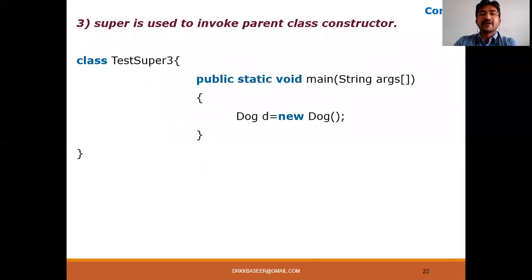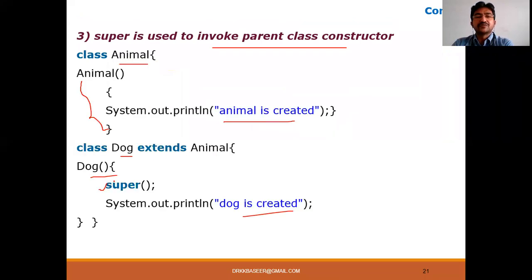Now I'm calling the main method with the help of the TestSuper3 class. I'm creating an object d here. Once you create the object d here, it automatically calls the constructor, right? We have already seen that if you call the constructor explicitly, it will be called. If you don't call it, it will be called implicitly. Now once you call d = new dog, it automatically goes to the constructor here.